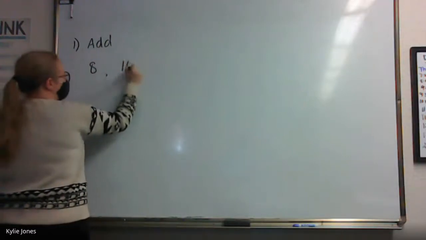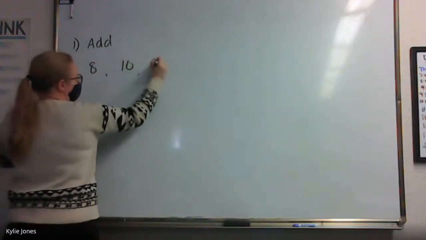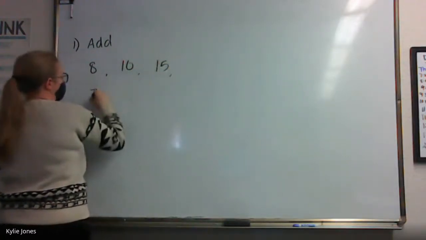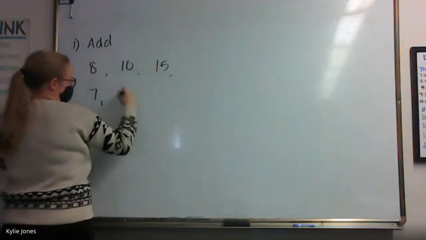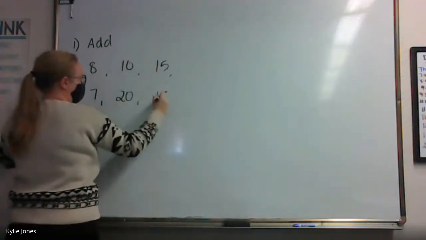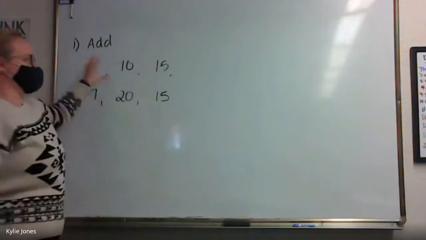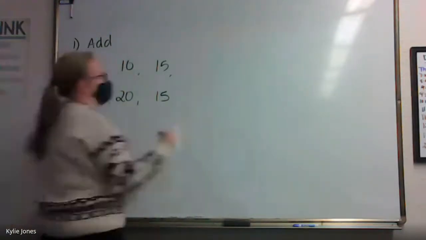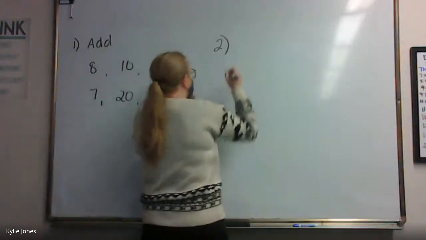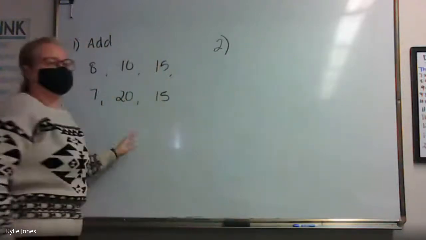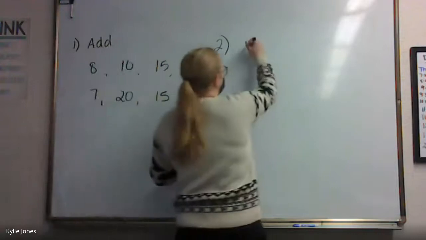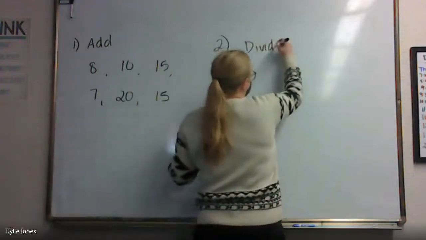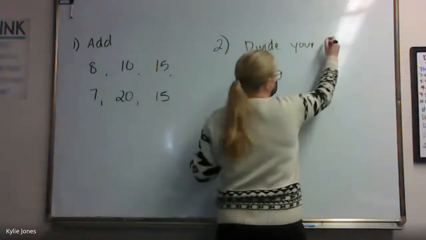8, 10, 15, 7, 20, and another 15. So we have 6 numbers here. You need to add them together. Get an answer. Okay. For number two, divide your number by 6. Divide your answer to number one.